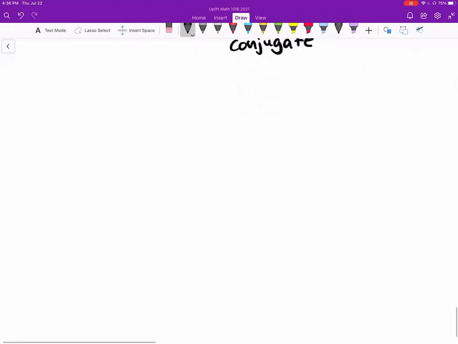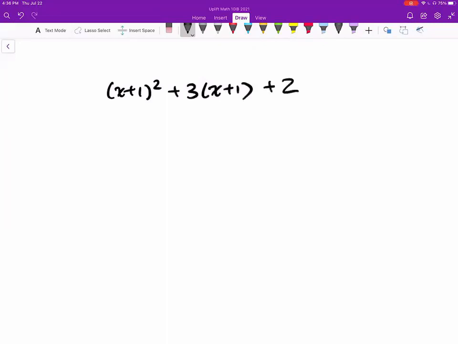So sometimes when we have polynomials, instead of having variables, we could have more polynomials. So we could have something like x plus 1 squared plus 3 times x plus 1 and plus 2. You can see that the x plus 1 could be an x, and that would be another polynomial, but in this case, it just put more polynomials inside. And you can actually still solve this. Instead of leaving it as a polynomial, we could make it into a variable. So we could let y equal x plus 1.